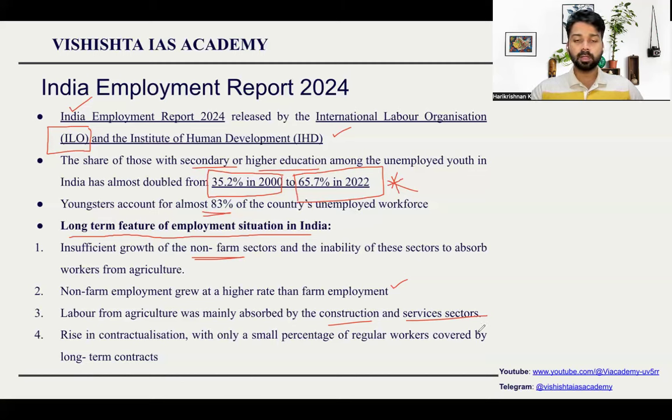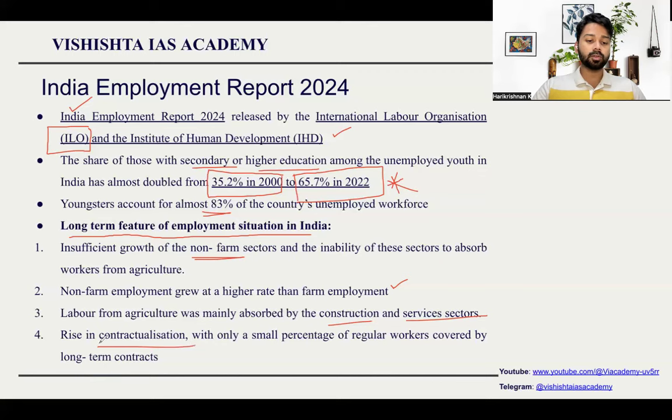In the service sector, when we talk about it, we think about IT jobs or formal employment, but the service sector also includes informal employment. For example, street vendors, roadside shops, etc. That also comes under the service sector. So the jobs of the people who come out of the farm sector are mostly in these two sectors, that is construction and the service sector.